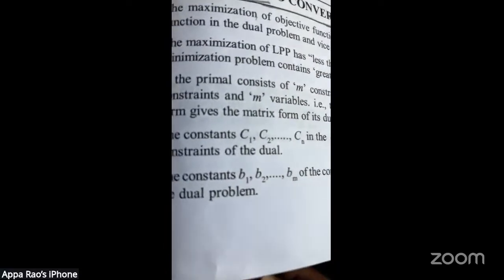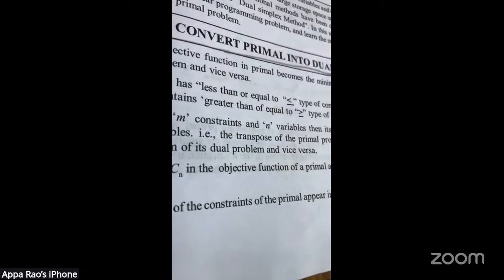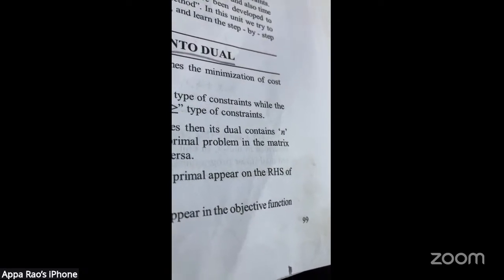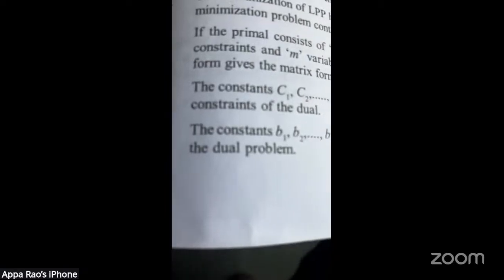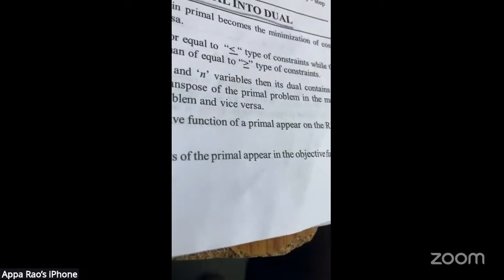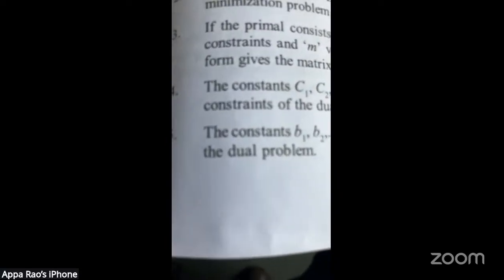Fourth, the constants C1, C2, etc., Cn in the objective function of the primal appear as the RHS of the constraints of the dual. The constants B1, B2, etc., Bm of the constraints of the primal appear in the objective function of the dual problem.